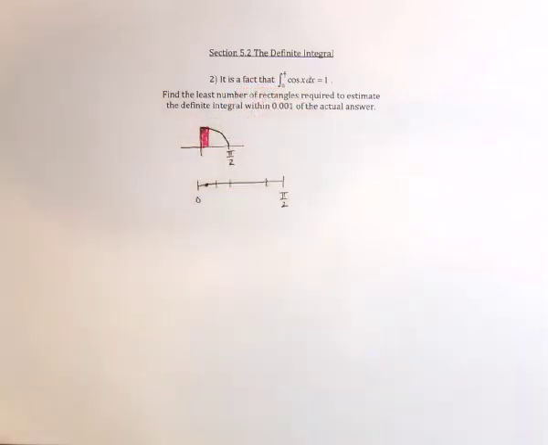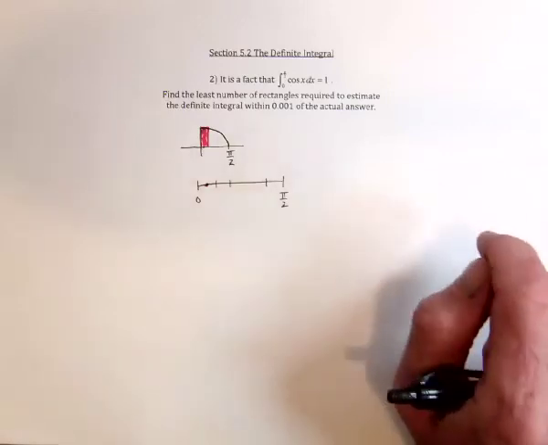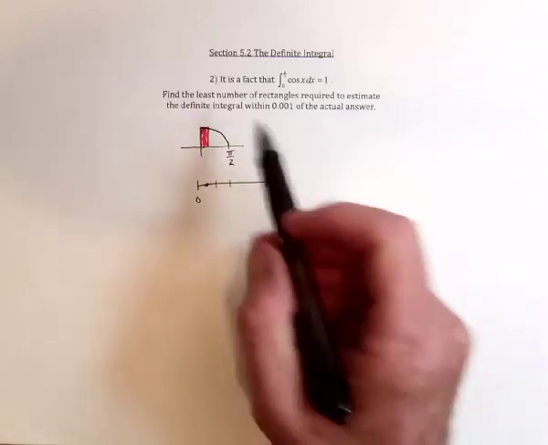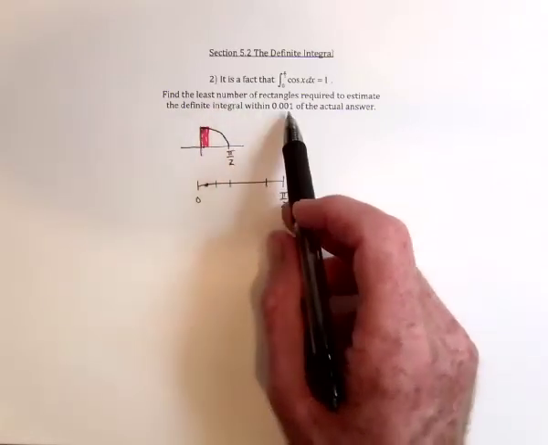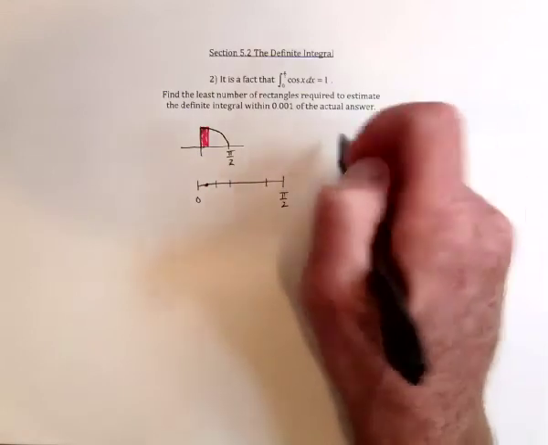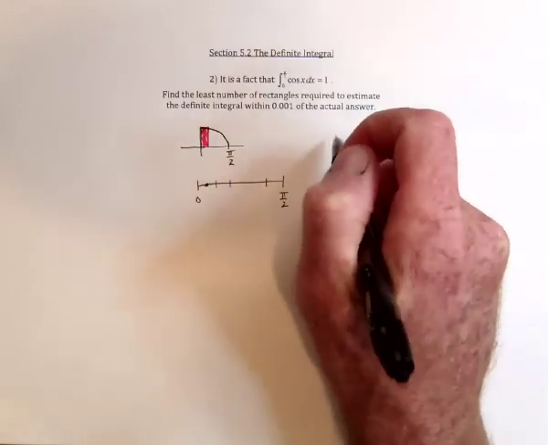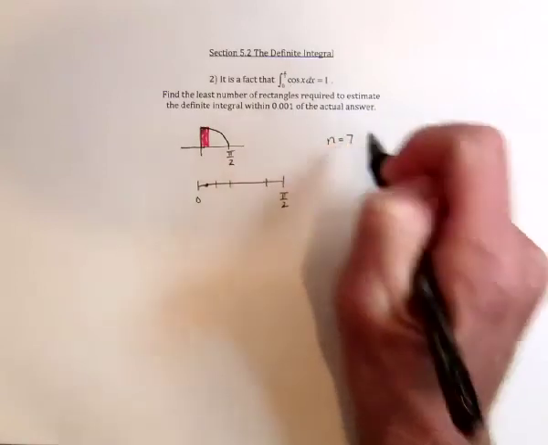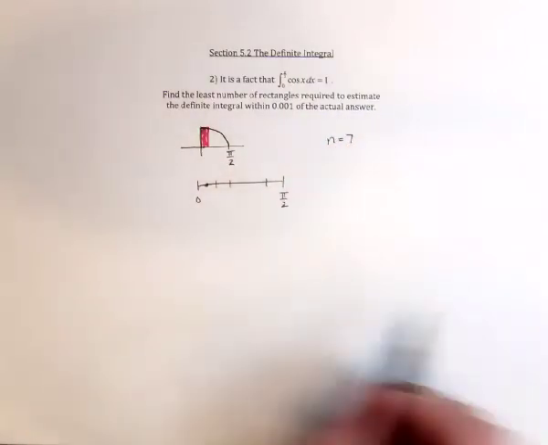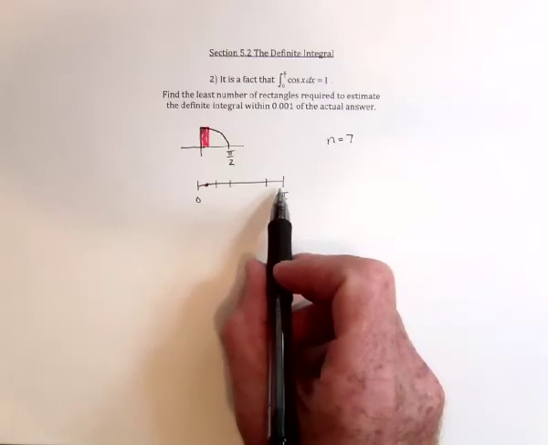And when we do that several times and add them up, we've got an estimate for the area, which is supposed to be 1. So we need to find the number of rectangles that will give you an estimate that's within 0.001. So I'm going to start with, I'll say, lucky number 7 rectangles. So divide this into 7 equal pieces.